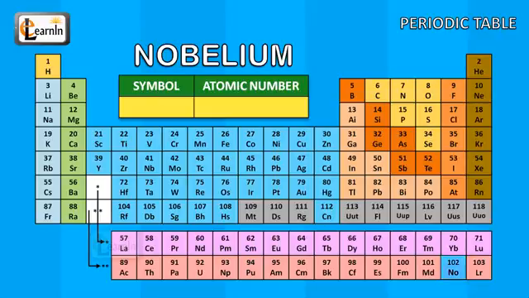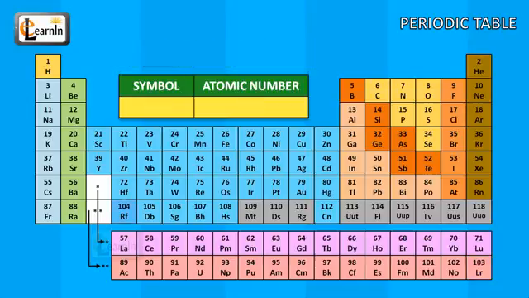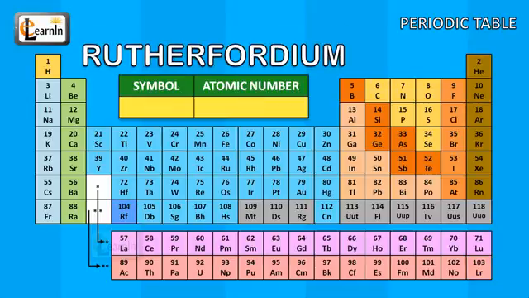The element nobelium is represented as No and has an atomic number of 102. The element lawrencium is represented as Lr and has an atomic number of 103. The element rutherfordium is represented as Rf and has an atomic number of 104.